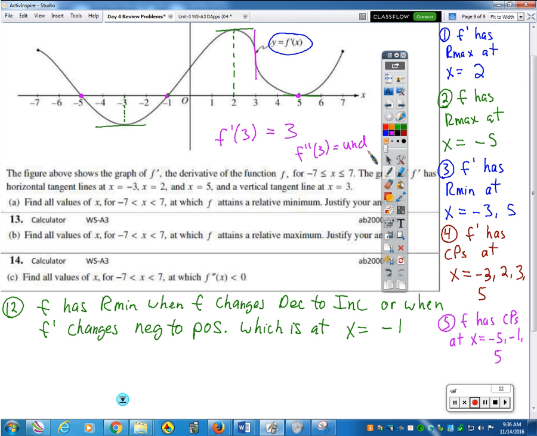So on x equals 5, even though it's not like positive, negative, it's still a critical point. Yeah, in fact, yes, perfect. Let me say it back to you. At x equals 5, I would say f prime's value is 0, therefore f has a critical point at x equals 5. Yeah.